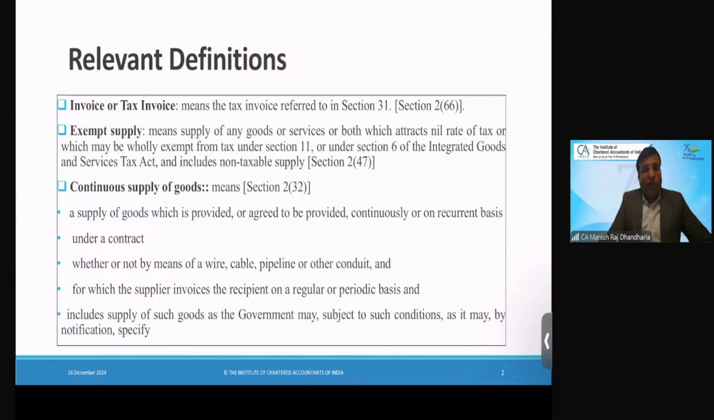And it will also include supply of such goods as government may notify. But till now, there is no such notification which classifies any supply of goods as continuous supply of goods by government.